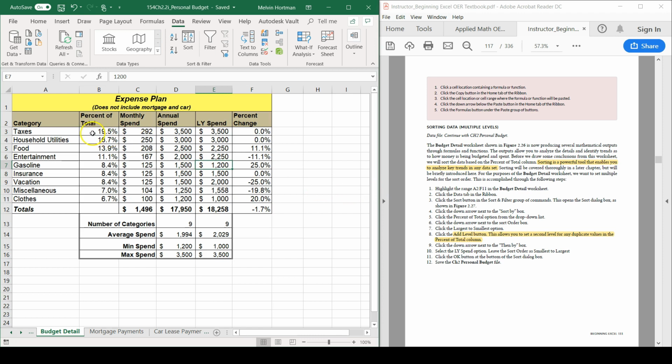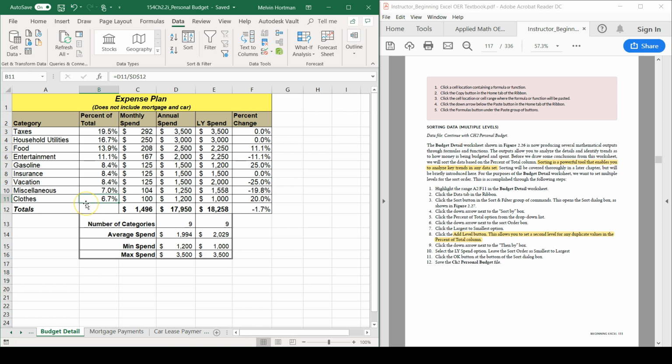You can see that the highest category, taxes, had a percent total of 19.5% of the total budget. Then we went to household utilities and food. These are pretty mandatory things that we can't really avoid paying for. That's probably why they are the highest percent of the total budget. And then we have entertainment, gasoline, insurance, vacation. Those things are pretty fixed, but we can predict them to an extent to be able to control them. And finally, miscellaneous and clothes being the least percent of the total.